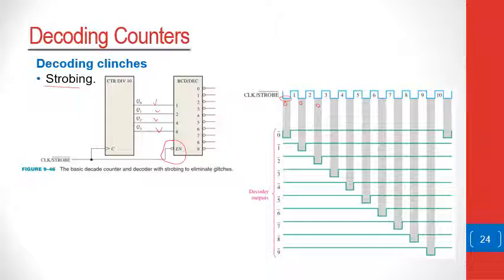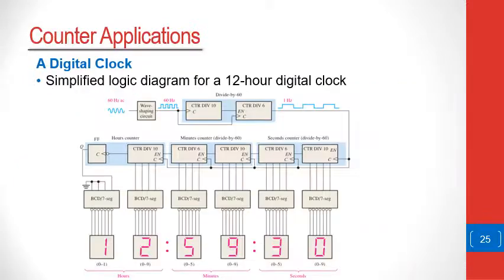So in this case, this will avoid the glitches, because then the decoder will only be activated once the outputs have settled. So let's look at now a typical example of where you would apply these counters. And one of the obvious examples is in the digital clock, the alarm of the digital clock.